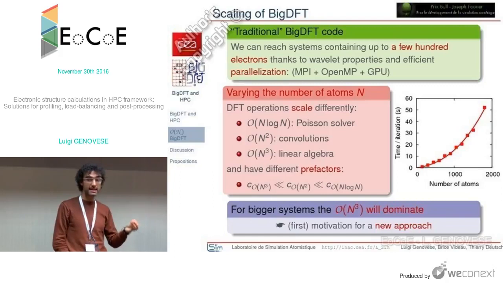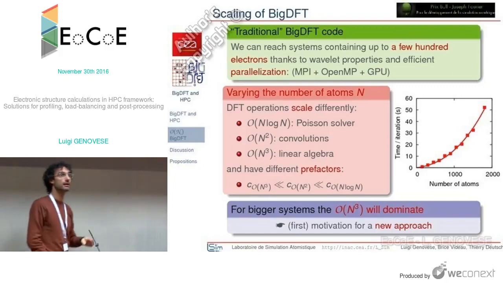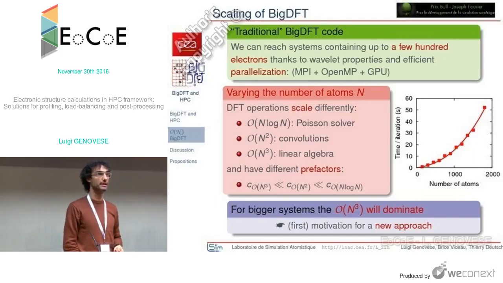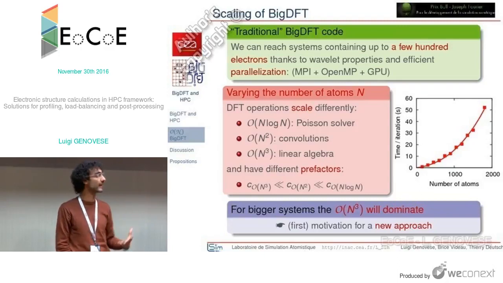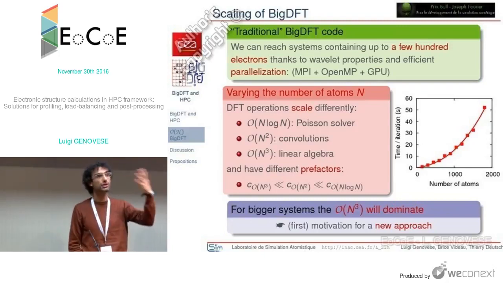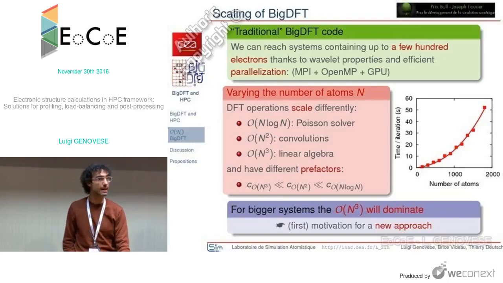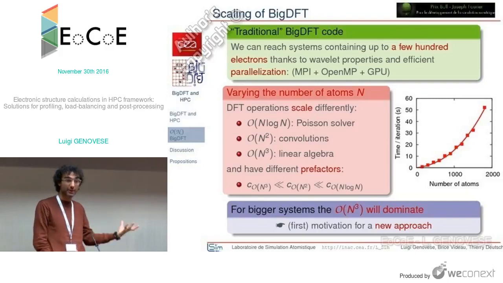This is when computational physicists take a role in the exploitation of the HPC context. We had to change the algorithm of the code, so a deep modification of the code in the context where the number of atoms is larger than, let's say, a few hundred atoms. So in BigDFT there is also another approach which uses the same kernel.